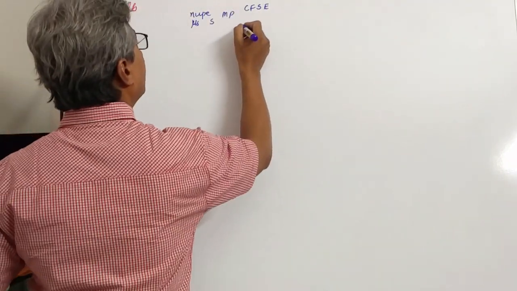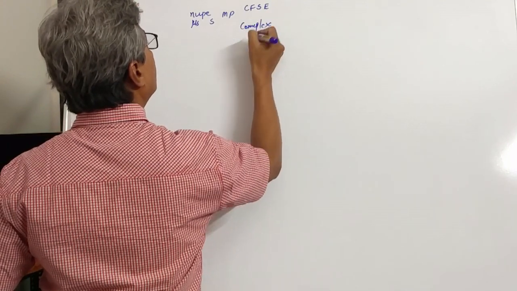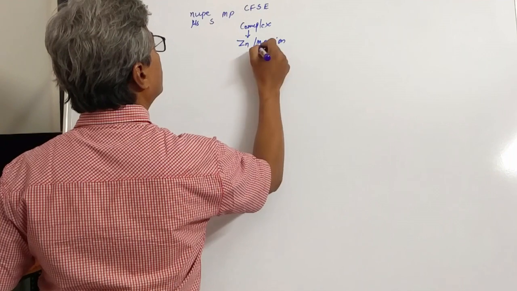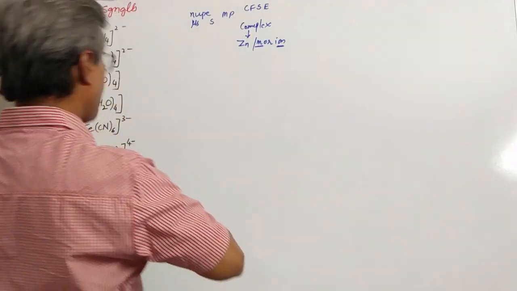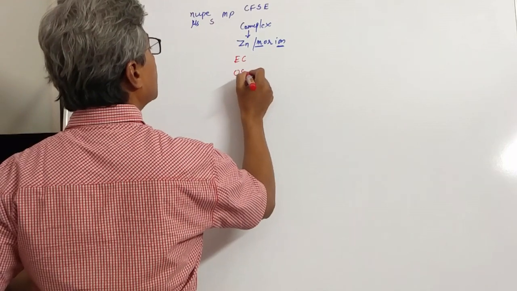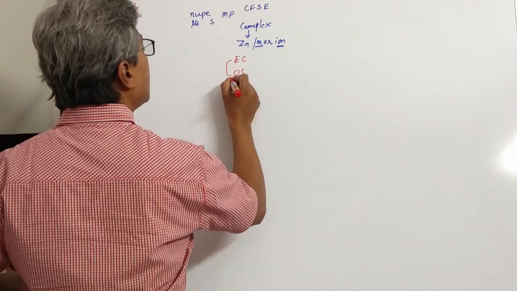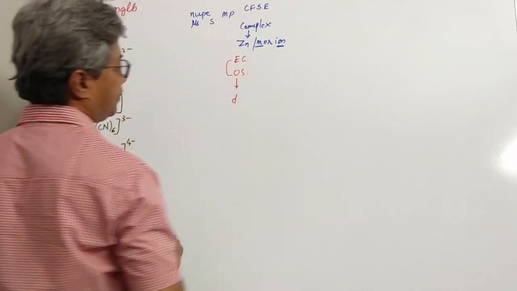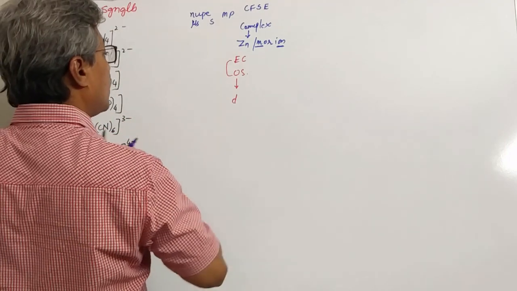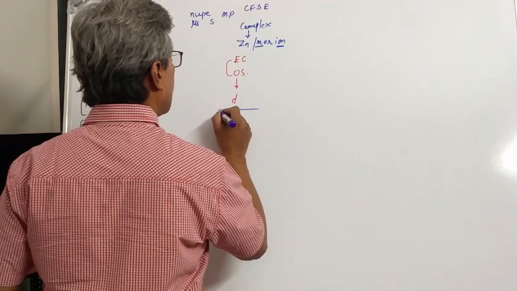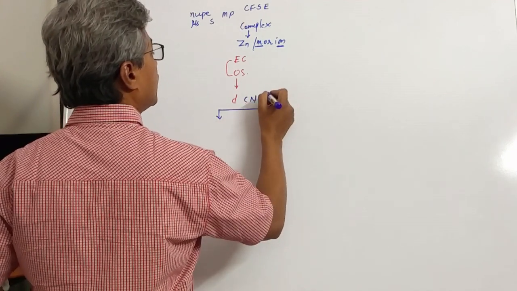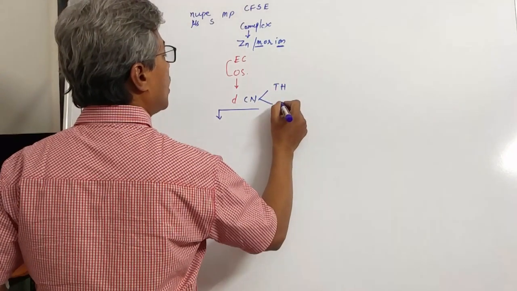First of all, if the complex is given, check out the atomic number of the metal atom or metal ion. Then look at the electronic configuration, then find the oxidation state, then based on these two we will get to know the d electrons. Once we know the d electrons, then you look at the coordination number, which will help us to know whether it is a tetrahedral complex or an octahedral complex.